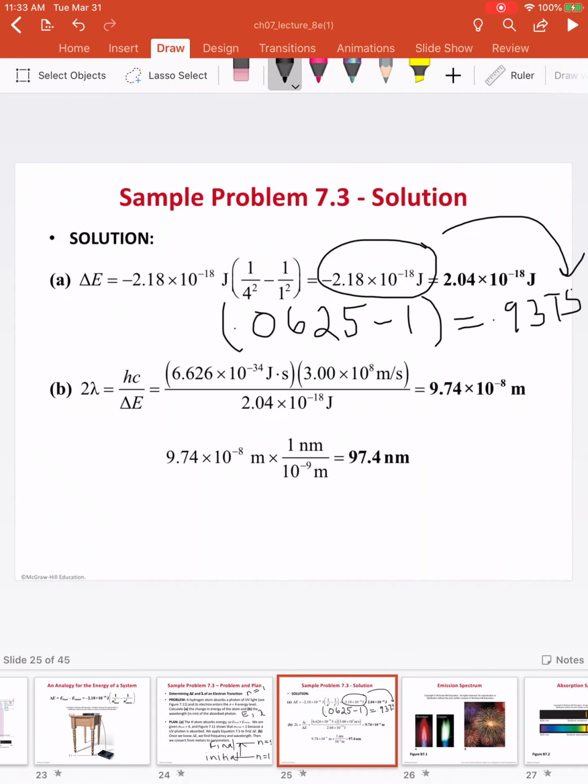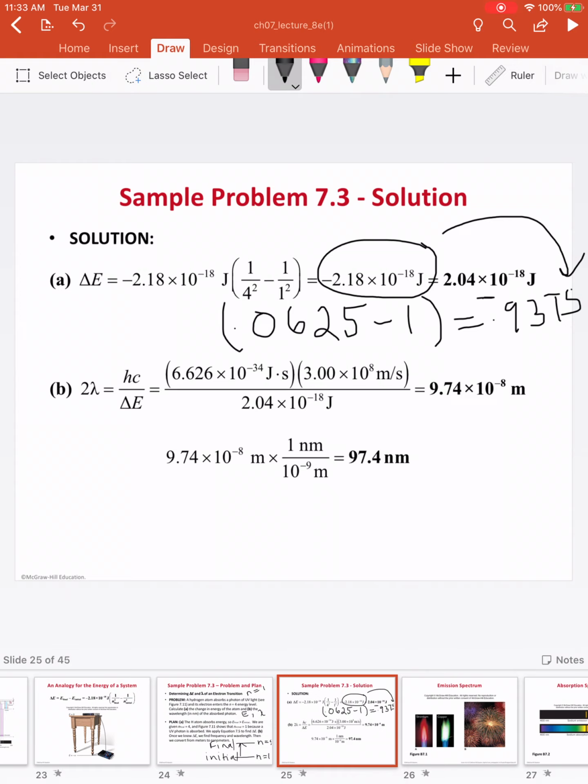That will give you 2.04 with some other numbers times 10 to the negative 18. So this is negative, and the number you're going to get here is also negative. That negative and this negative will make it a positive number. And it makes sense because it's an absorption. Absorption is a positive number because it has more energy than where you started from. But if it is an emission, you would see the energy would be negative because it loses energy. So that's how you calculate your delta E.